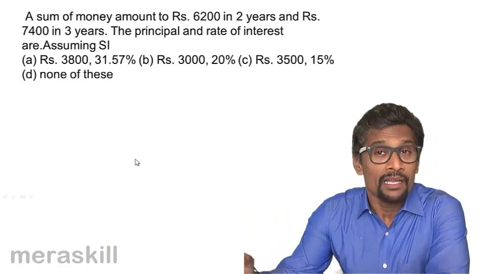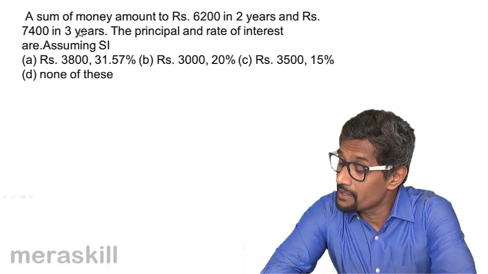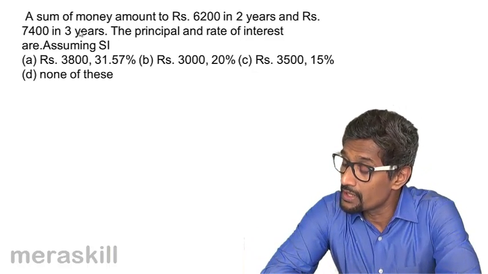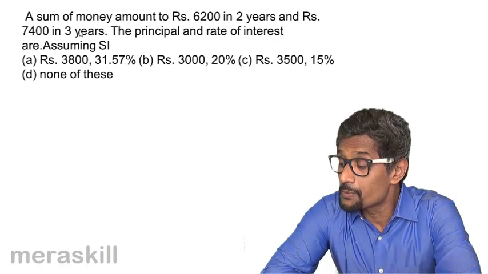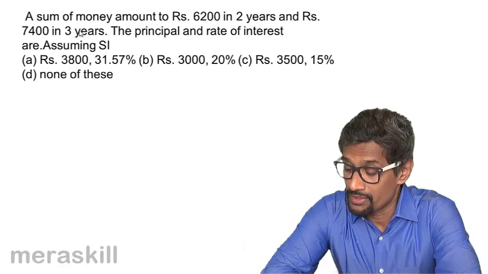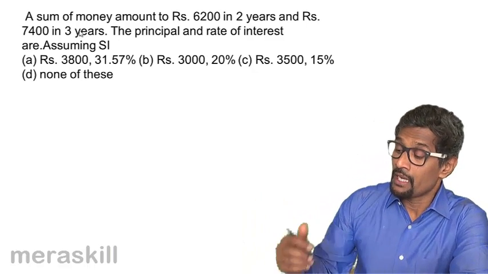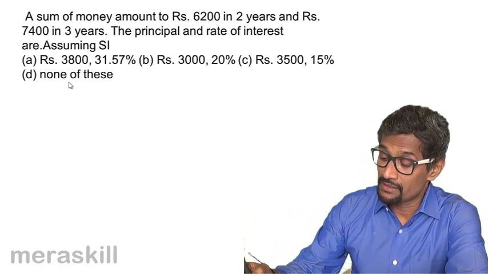Okay, here we have something. A sum of money amounts to rupees 6,200 in 2 years and rupees 7,400 in 3 years. So the principal and rate of interest are so and so, assuming SI. Now we have a pair of simultaneous equations.